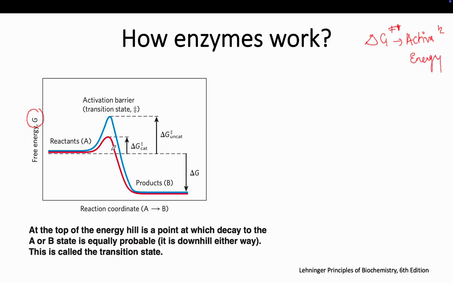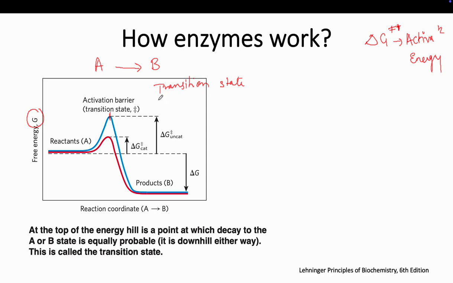So what is this activation energy? We have reactant A, and it is proceeding to give us the product, which is B. Now the reaction proceeds along the reaction coordinate. As the reaction proceeds, it forms a barrier. The peak of this barrier, this energy hill, is known as the transition state.